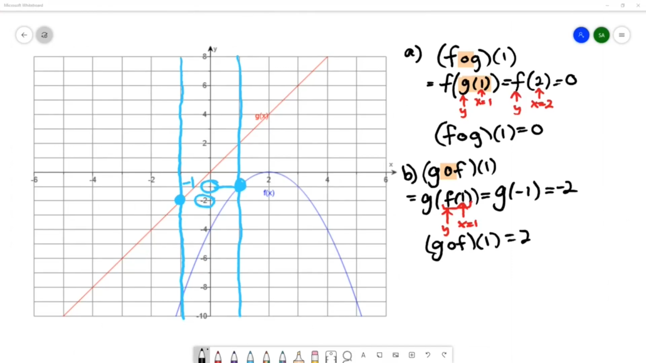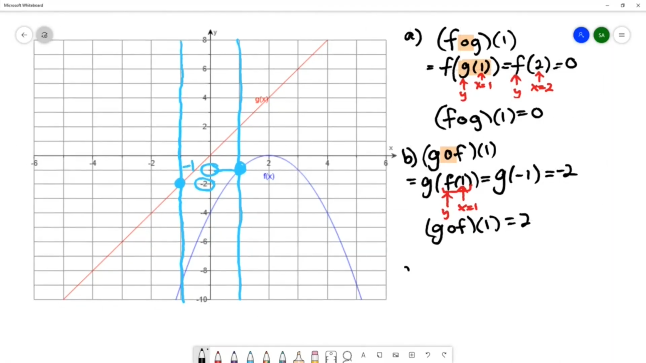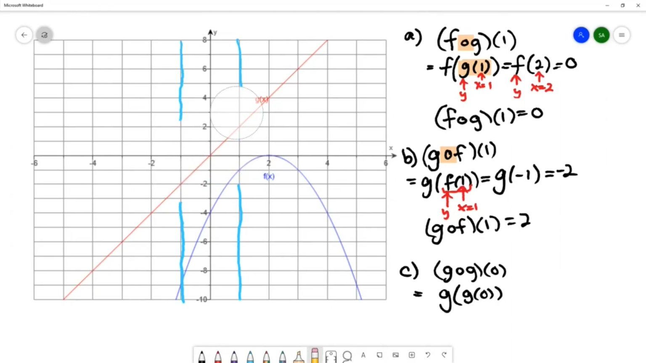We have several more parts, and the next one, part C, we are finding g composed with g of 0. We recall that this operation of composition is substituting one function inside of another function. So we'll rewrite this as g of g of 0. Let me erase my markings. Okay, so I'm going to try not to mark so much this time. We're looking for g of 0, which is right here. g of 0 is 0. And then we simplify again. g of 0 is 0 again.